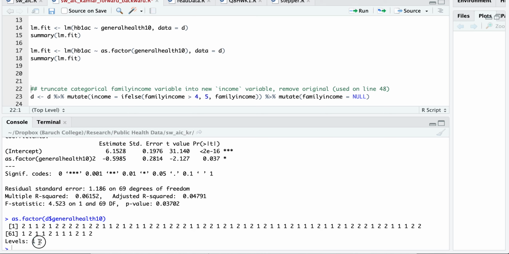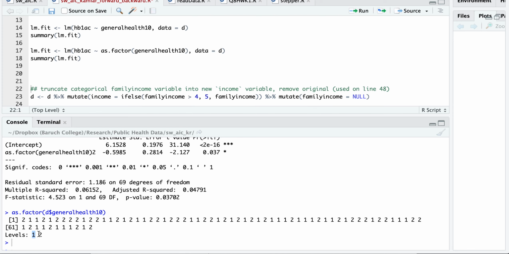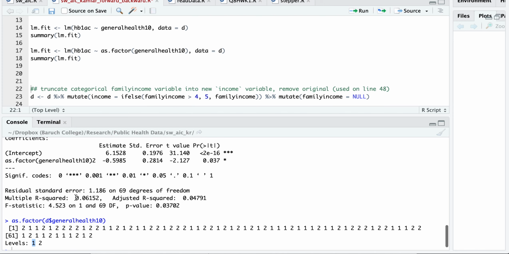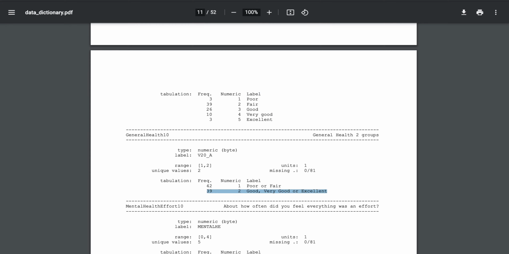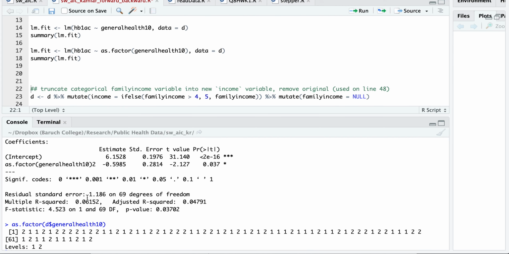And then you have a coefficient for the second category, which will be 2. If we had 3, there would be another coefficient for 3. When 1 is the baseline, the coefficient we get here for 2 is 2 compared to the baseline. So again, 2, good, very good, or excellent, and average have this much less.